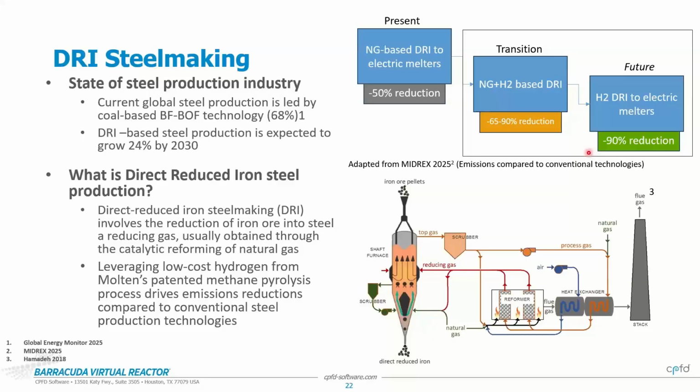Molten has developed this patented pyrolysis technology that produces clean hydrogen. This is something that we are adapting to be used with this type of shaft furnace process.